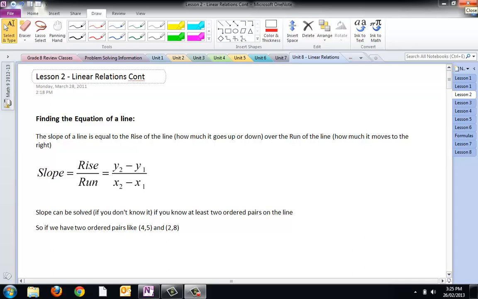All right, so welcome to lesson 2 of our unit on linear equations. Yesterday, last lesson, we looked at an equation for a line written in what we called slope-intercept form, which was y equals mx plus b, remembering that m was equal to the slope and b was equal to the y-intercept.